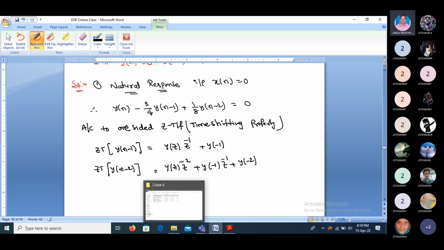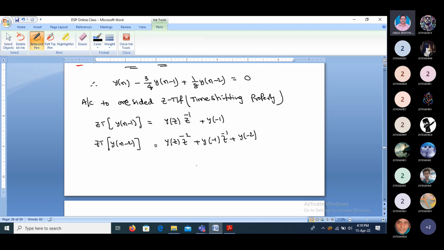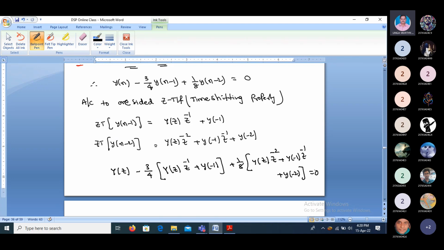So substitute all these time shifting properties of the one-sided z transforms in the above expression. So y of n is nothing but Y of z minus 3 by 4 into, in place of y of n minus 1, Y of z into z inverse plus y of minus 1, plus 1 by 8 into, which is equal to 1 by z into z power of minus 2 plus y of minus 1 into z inverse plus y of minus 2 is equal to 0.